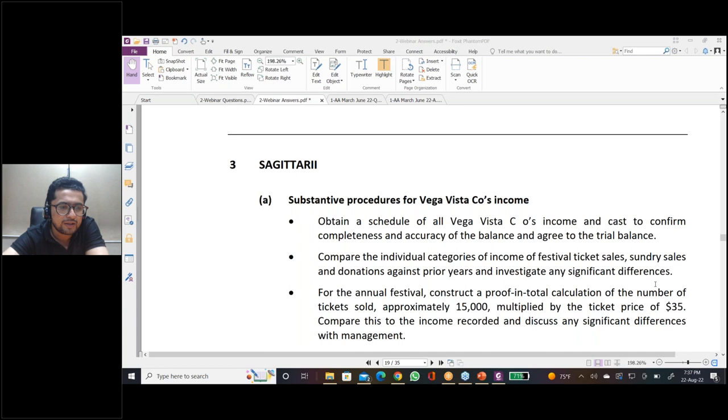Okay, Charlie has asked, obtain a schedule. What does that mean? It means get the breakdown. Make sure you are starting from the opening balance, then you are adding up whatever needs to be added up, and then you are deducting whatever needs to be deducted, and then you are going down the line finally to the closing balance. This is what we mean by obtain a schedule.